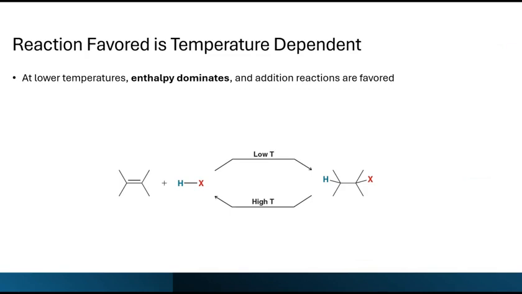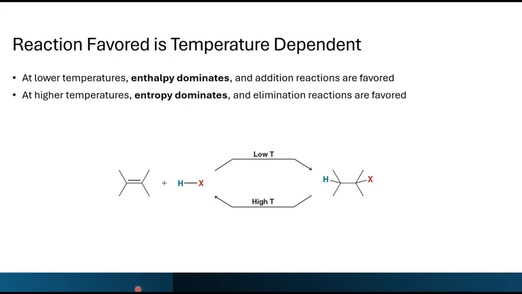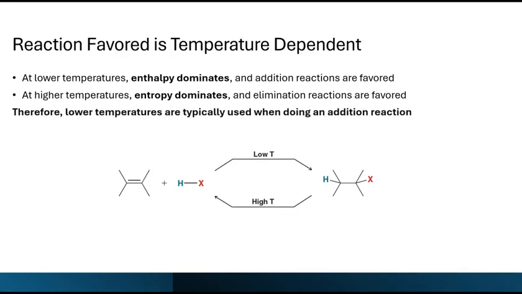Reaction favored is temperature dependent. At lower temperatures, enthalpy dominates, and the addition reactions are favored. So if we have low temperature, we're going to see the addition reactions. At higher temperature, entropy dominates, and the elimination reactions are favored. Therefore, lower temperatures are typically used when doing addition reactions.